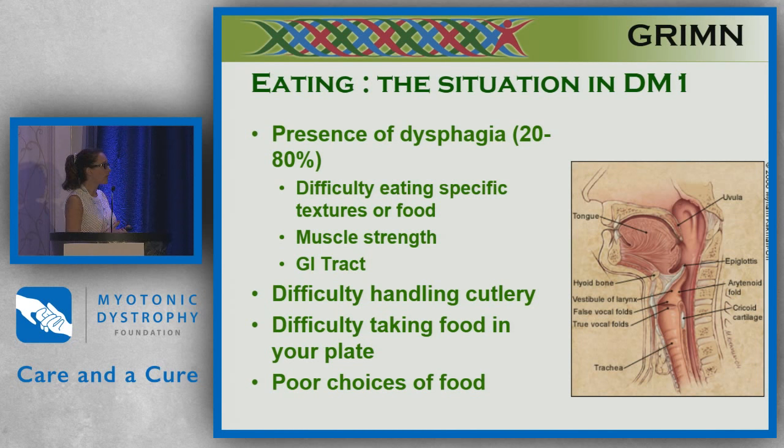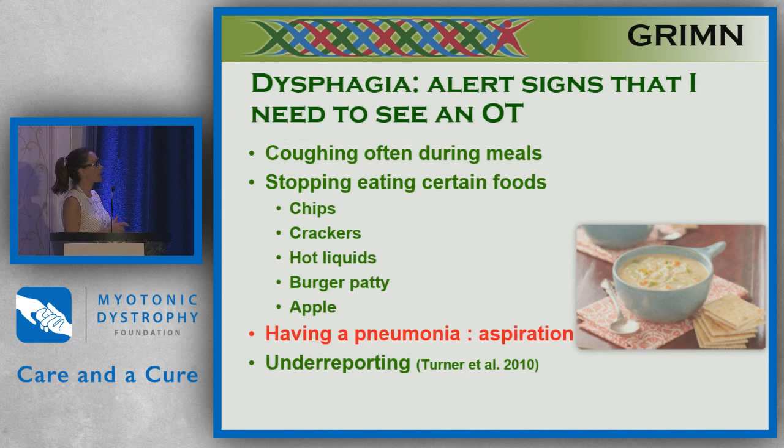What you need to swallow also decreases, so you lose strength. And there's also GI tract involvement that will make it more difficult. There is also difficulty handling cutlery because of the myotonia and the decreased strength, difficulty taking food out of your plate, and also a new thing you never heard because it's new, poor choice of food, okay? And we'll discuss all of this.